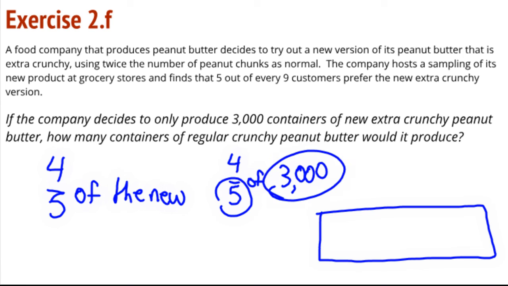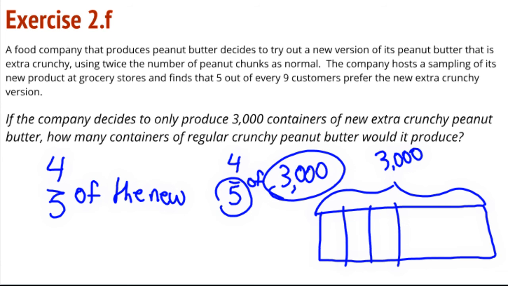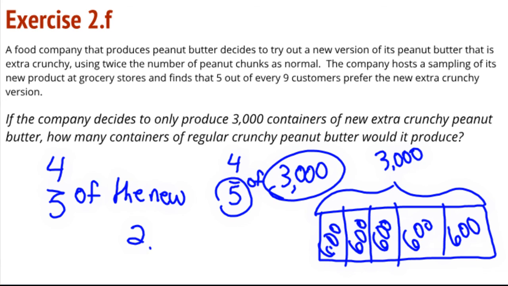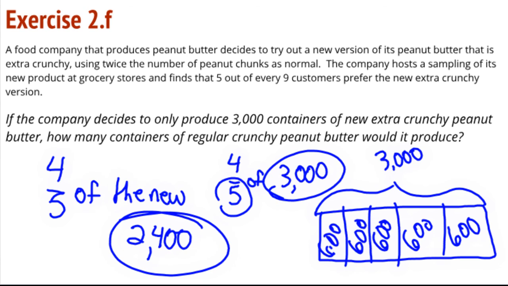4/5 of 3,000. The 3,000 needs to be split into 5 pieces. 1, 2, 3, 4. 3,000 divided by 5 gives me 600. And I want 4 of those. 600 times 4 is 2,400. 2,400 containers of the original.